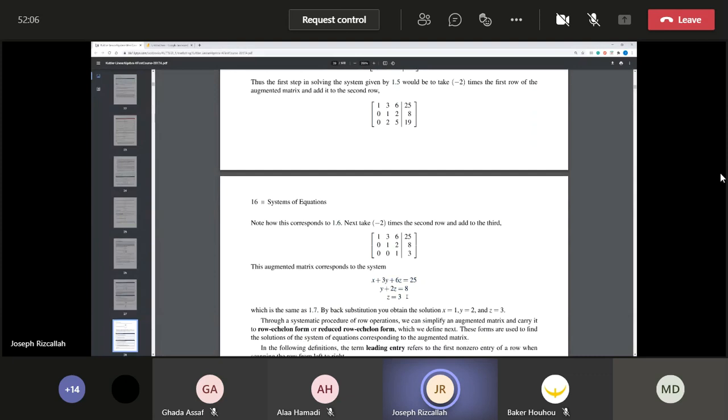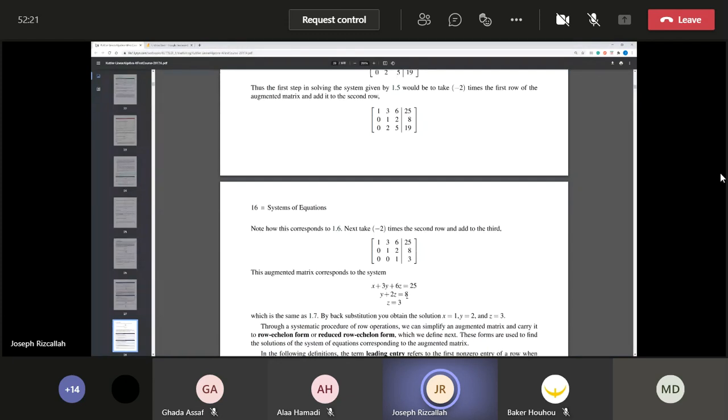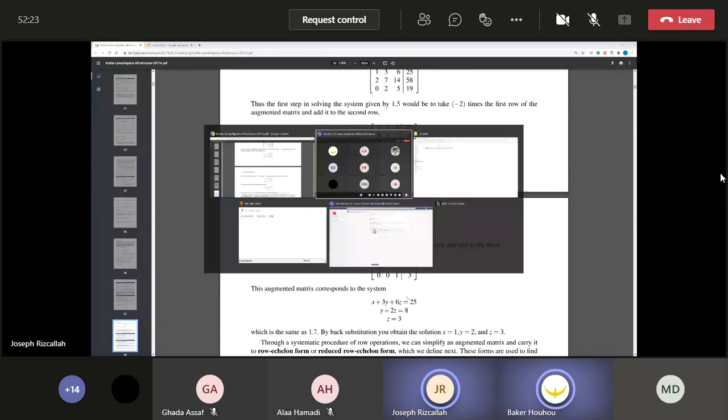Okay, I will stop here for now. I will assign a little homework for the next time, and the homework will involve a little bit of these augmented matrices and some systems for you to practice. Do you have any questions before we dismiss?